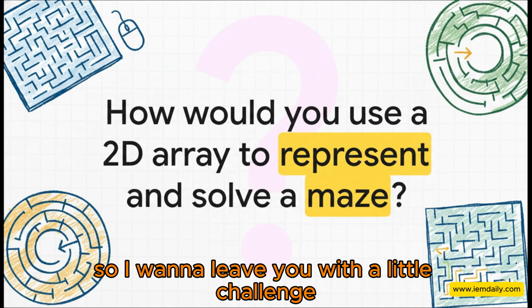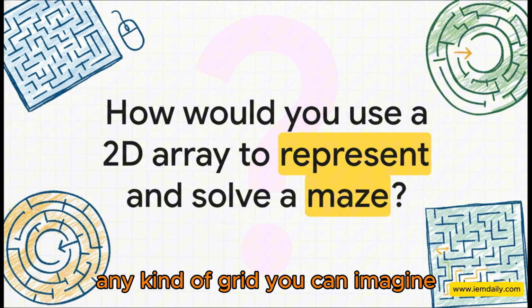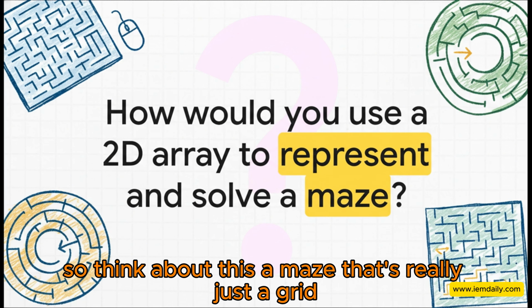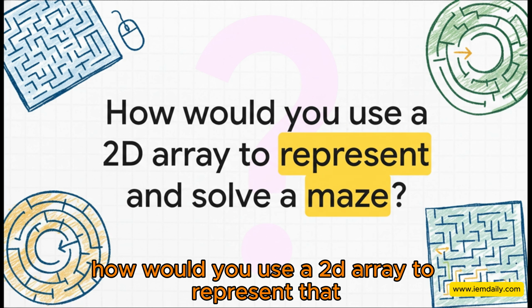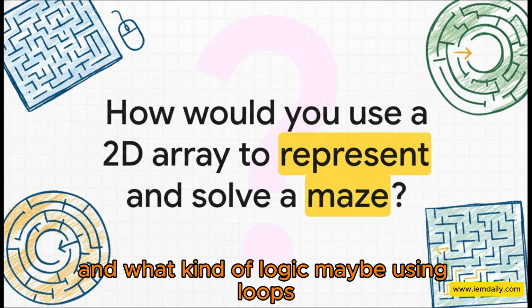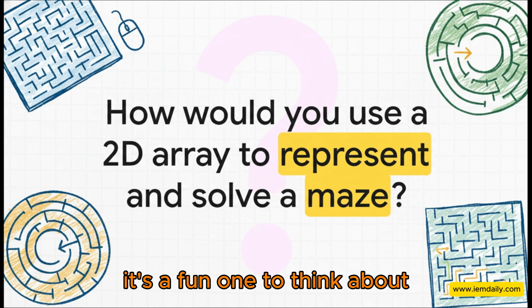So, I want to leave you with a little challenge. You now have the power to create and navigate any kind of grid you can imagine. So think about this. A maze. That's really just a grid, right? Some spots are walls, some are open paths. How would you use a 2D array to represent that? And what kind of logic, maybe using loops, would you use to find your way from the start to the finish? It's a fun one to think about.